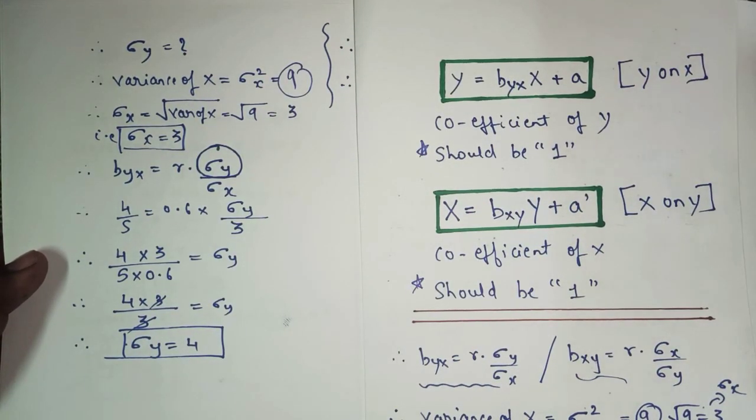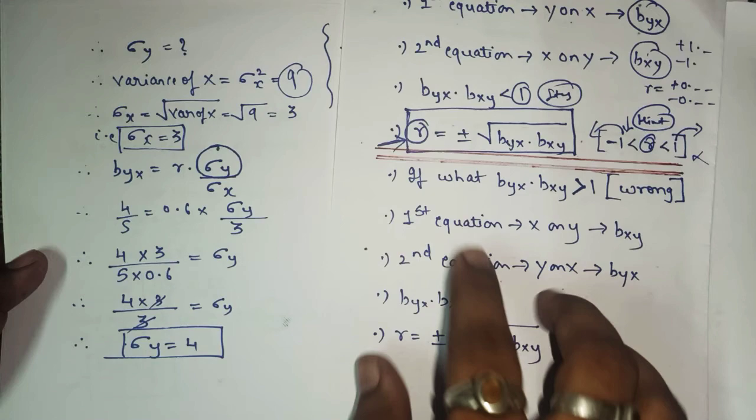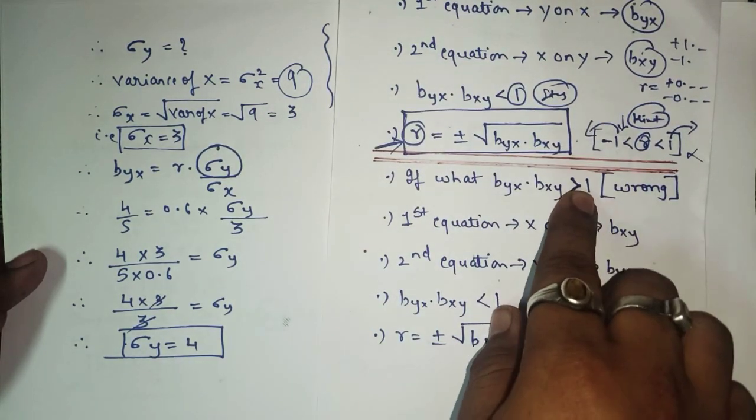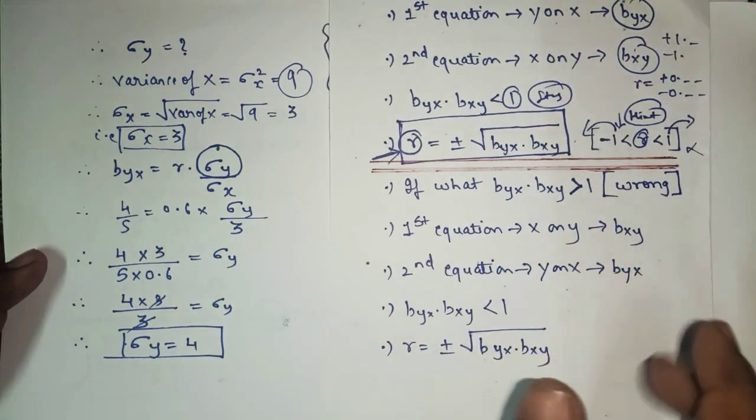In the next lecture, we'll see the second condition, if the product of these two is greater than 1. That means our assumption is wrong. So in the next lecture, we'll see the sum based on this second part.